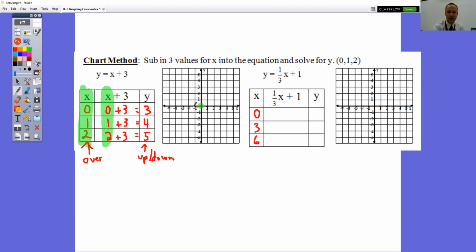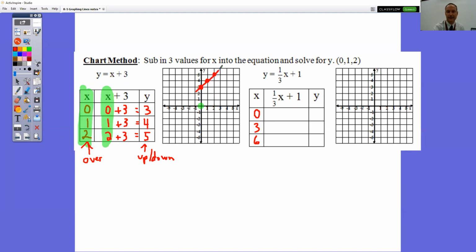Starting at that green dot right in the middle, we want to go over 0 up to 3. So over 0 up to 3 and put a dot. 1, 4. Starting in the middle, over to 1, up to 4. And 2, 5. Starting in the middle, over to 2, up to 5.